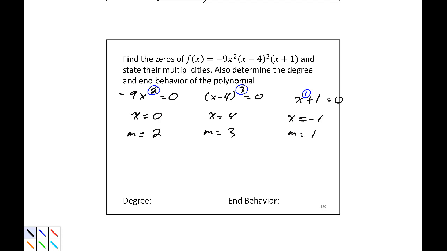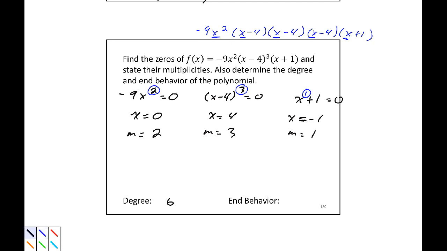Now, if we add up the multiplicities, that actually tells us the degree. So that would be a grand total of 6. We have a 6th degree polynomial. You can also notice that by realizing that this is minus 9x squared. We have an x minus 4, x minus 4, x minus 4, and then an x plus 1. 2x squared, x cubed, x to the 4th, 5th, and 6th. If you add up all the exponents of those terms.